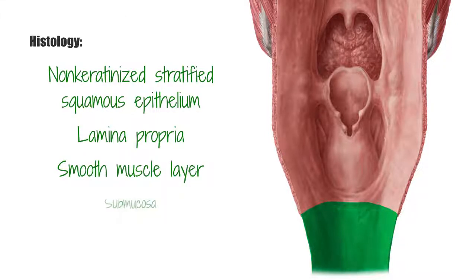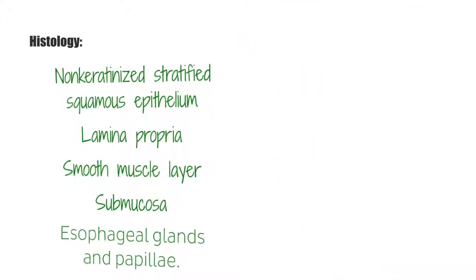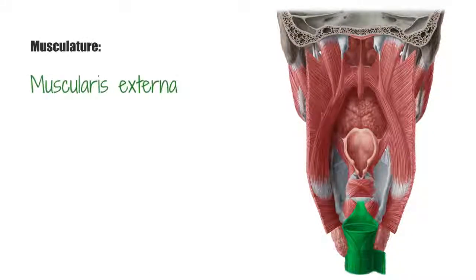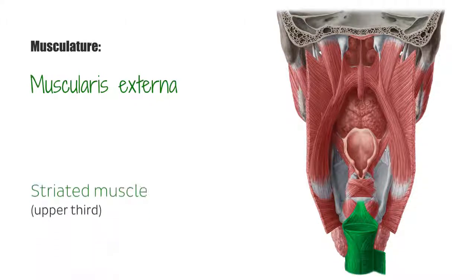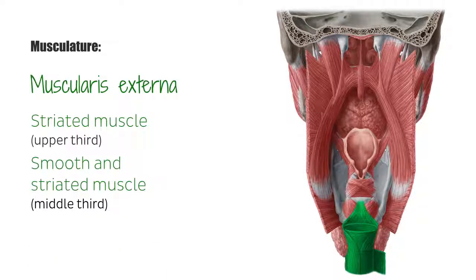The submucosa is next and contains mucus-secreting glands known as the esophageal glands and papillae comprising connective tissue. The muscularis externa or muscularis proper is made of striated muscle on the upper third, smooth and striated muscle on the middle third, and just smooth muscle on the lower third. This is due to the different functions that the upper third performs, such as swallowing. The last layer is the fibroareolar adventitia.